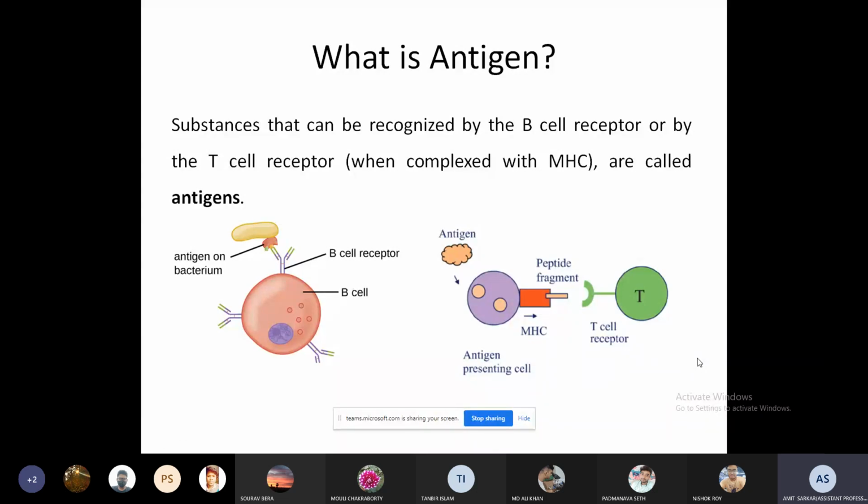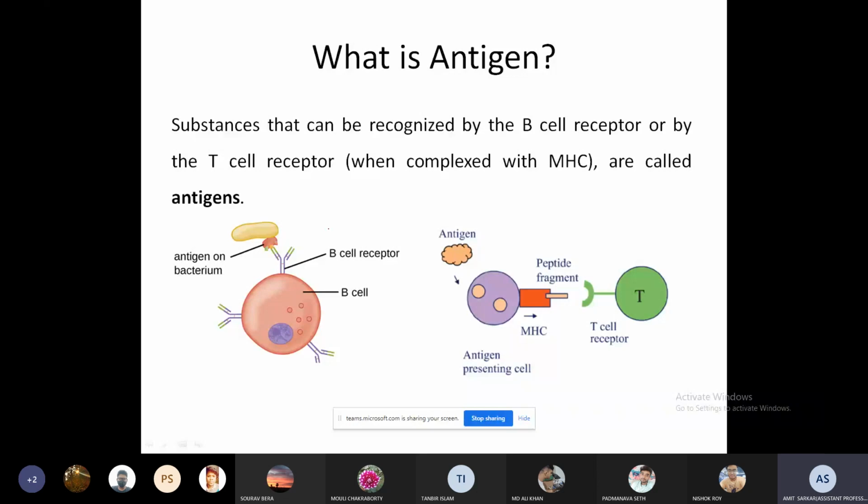So anything that could be a microorganism, or may not be a microorganism, a simple protein maybe that you have inserted in an animal system, whatever. If that is recognized by a B cell receptor, that means B cell membrane-bound antibody, or by the T cell when complexed with the MHC molecule, it is called an antigen. Okay. So unless one of these two options is fulfilled, we cannot call them an antigen.